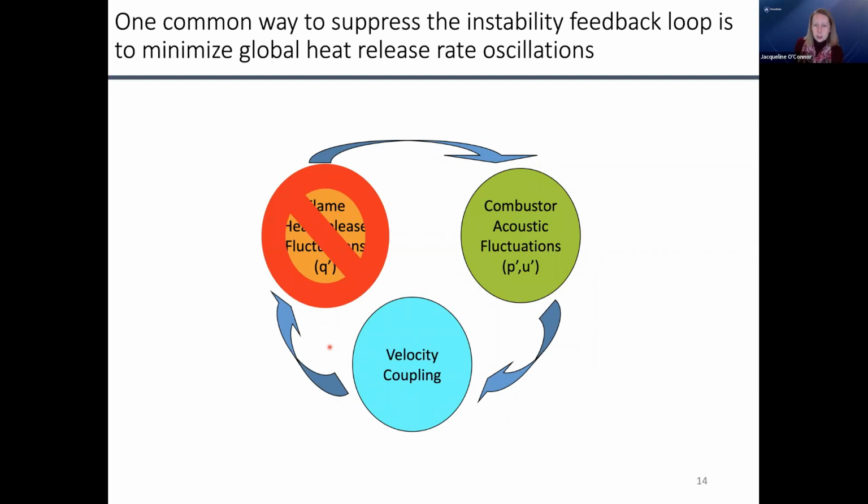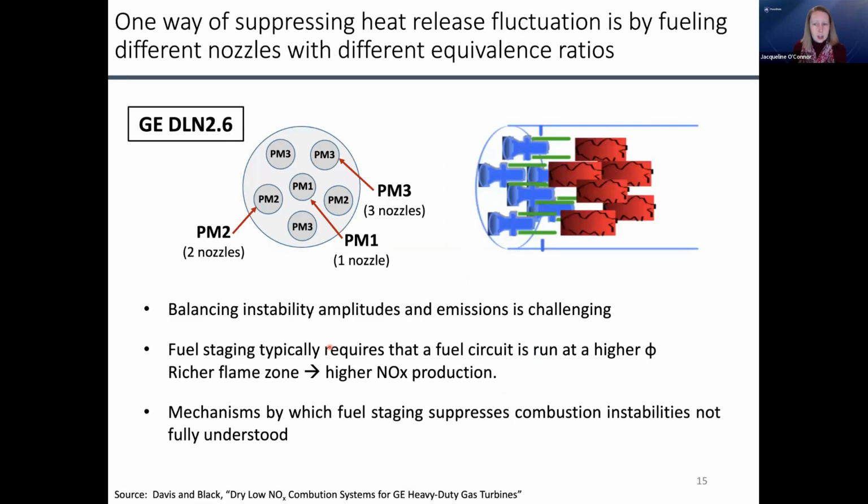So the first of the 2 buckets that I'm going to talk about are suppression of instability by minimizing global heat release rate oscillations. And there are 2 different ways that this is typically done in industry engines. One is called fuel staging and one is called piloting, and we're going to talk about both. So the first one we're going to talk about is fuel staging.